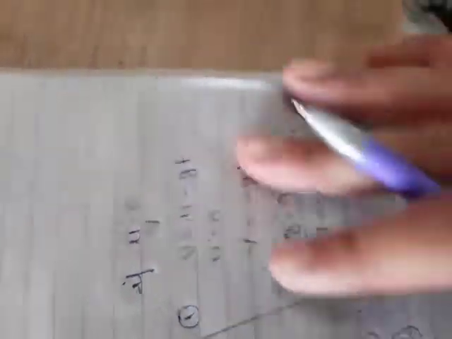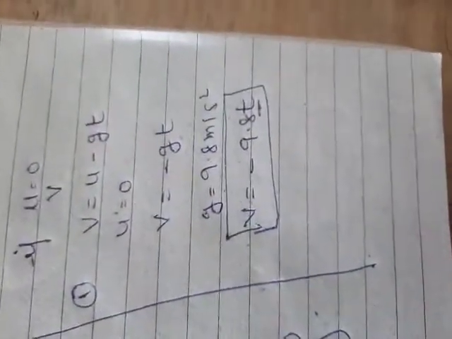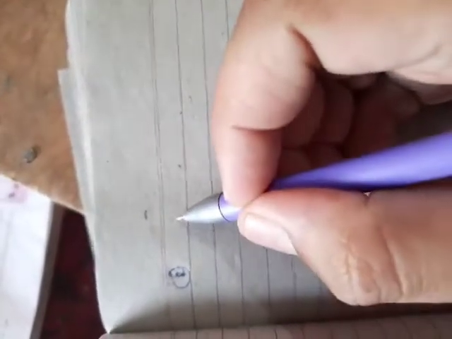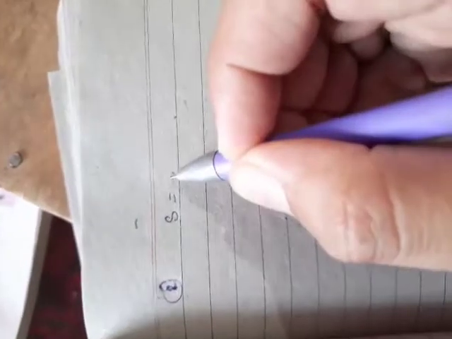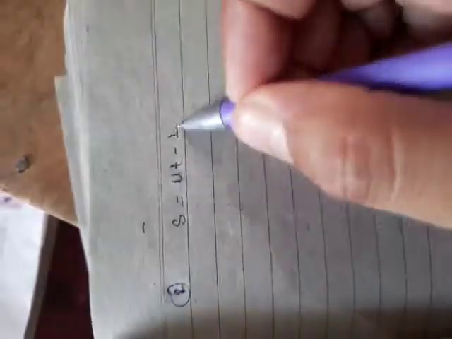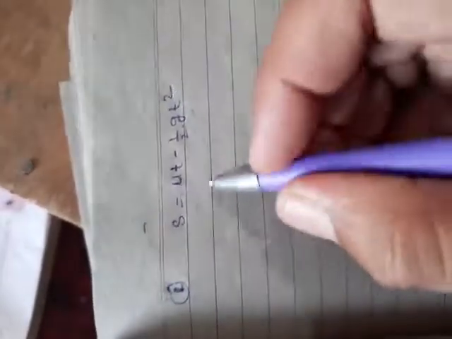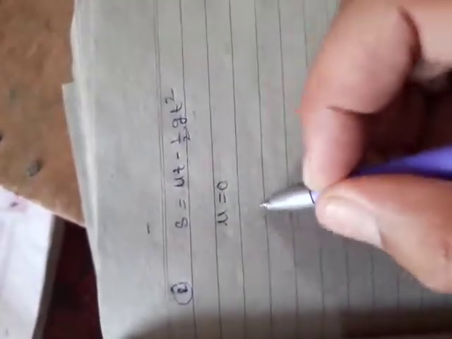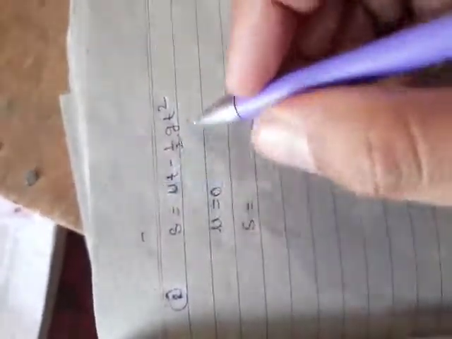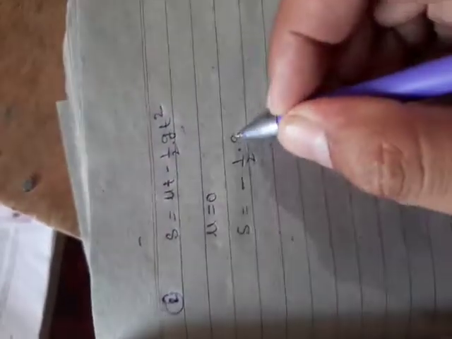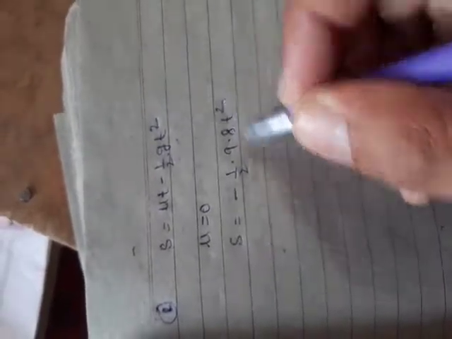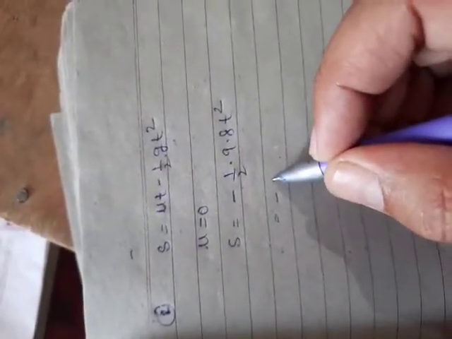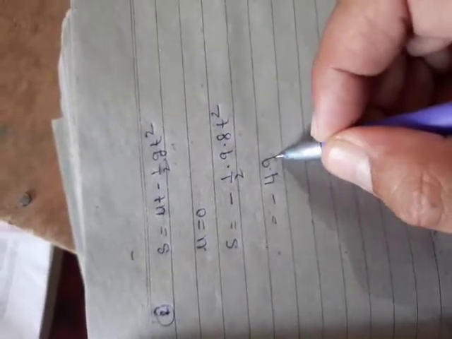The second equation: S is equal to UT minus half GT square. In this case the initial velocity is equal to 0, so this term becomes 0, and we can write minus 1 by 2 times 9.8 T square, then we will get minus 4.9 T square. Clear? So this will be the S.